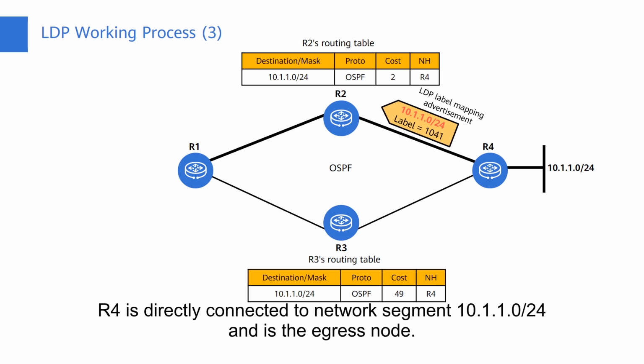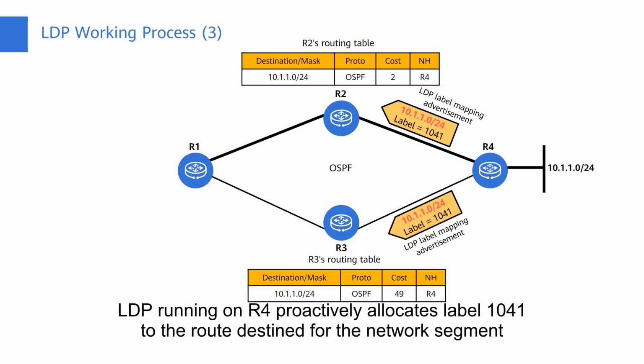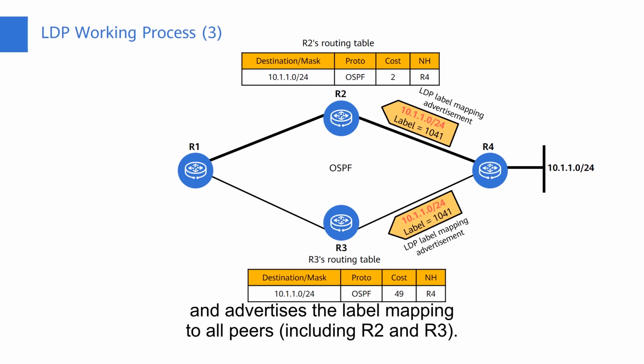R4 is directly connected to network segment 10.1.1.0/24 and is the egress node. LDP running on R4 proactively allocates label 1041 to the route destined for the network segment and advertises the label mapping to all peers, including R2 and R3.